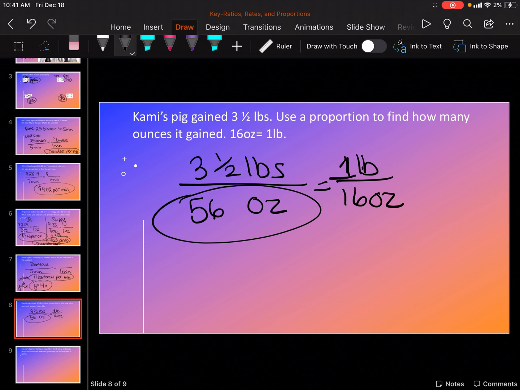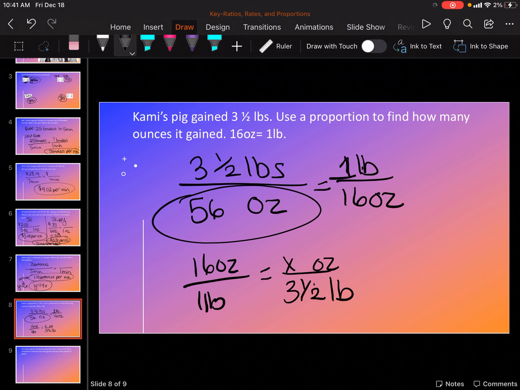Also, if you set it up the other way and did 16 ounces over 1 pound equals X ounces over 3.5 pounds, you would multiply the same thing, so that way would be fine as well.